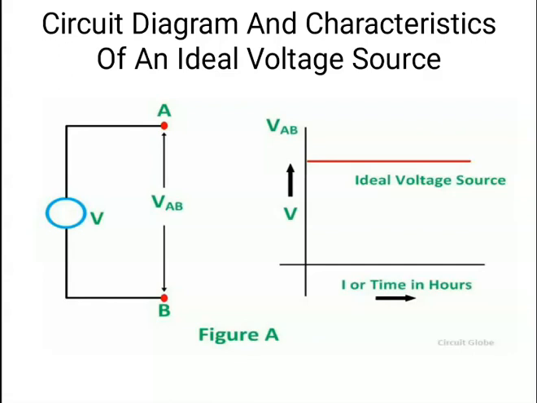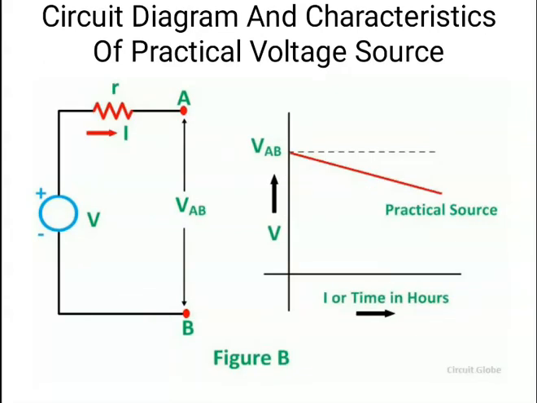So you can see the characteristic. Since there is no fluctuation and no decrement, the voltage of that source is constant. You can see the straight line parallel to the x-axis. So this is the ideal voltage source.